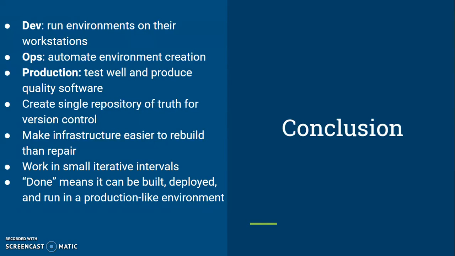We want to create a single repository for truth as our version control, including as much about the project as we can possibly provide so that we can have something to roll back in case a catastrophe occurs or we need to revert to previous code. We need to make infrastructure easier to rebuild than repair to save ourselves time. We need to work in small iterative intervals so that we can make sure that we're providing updates quickly so that our end users are satisfied as well as others.